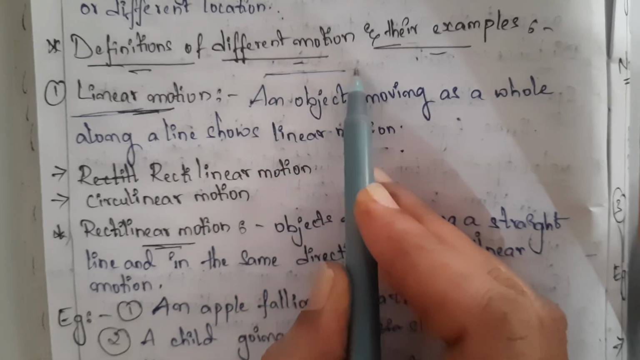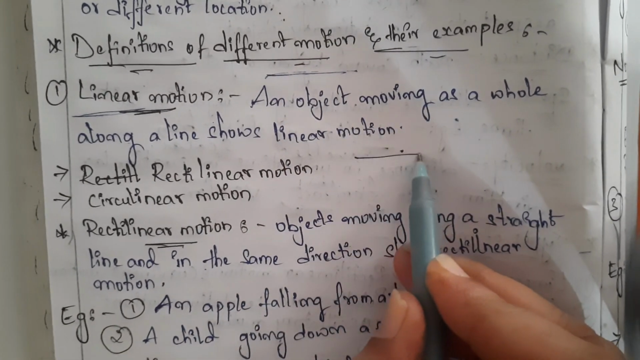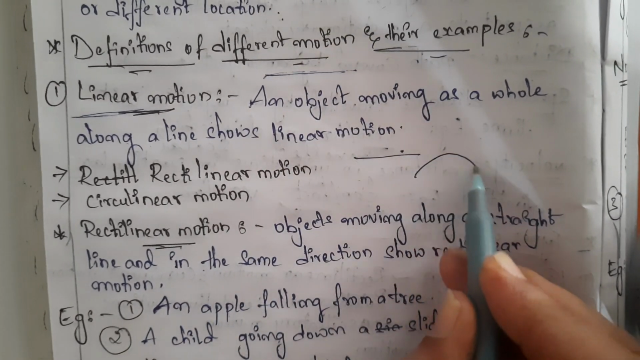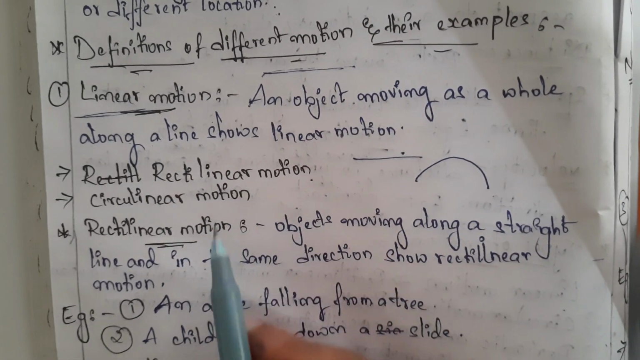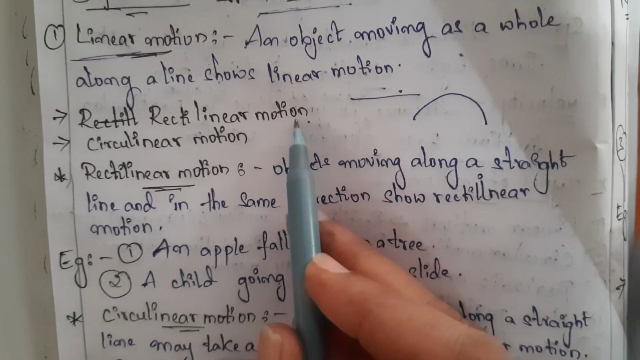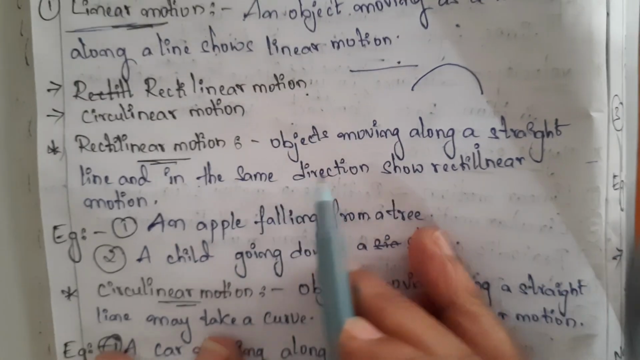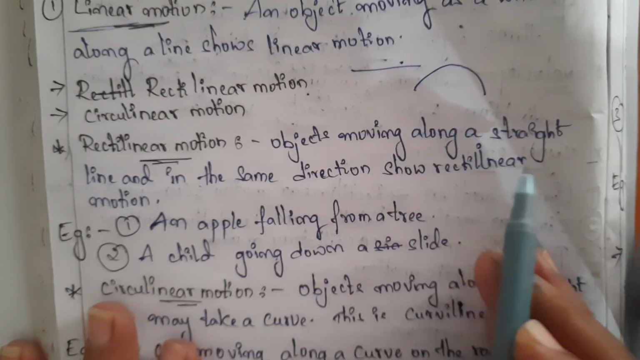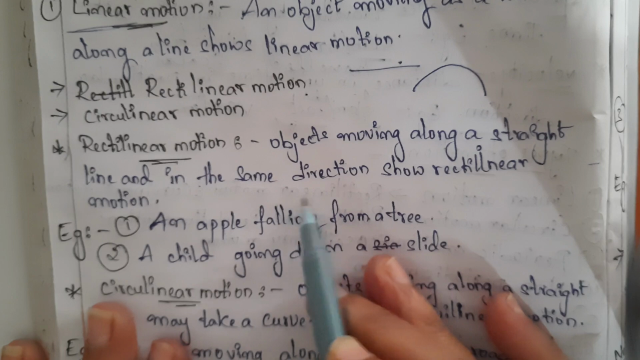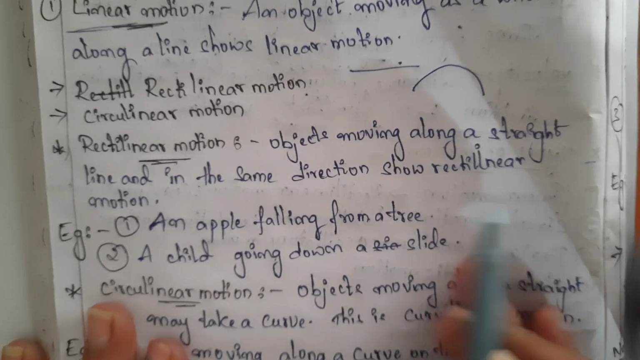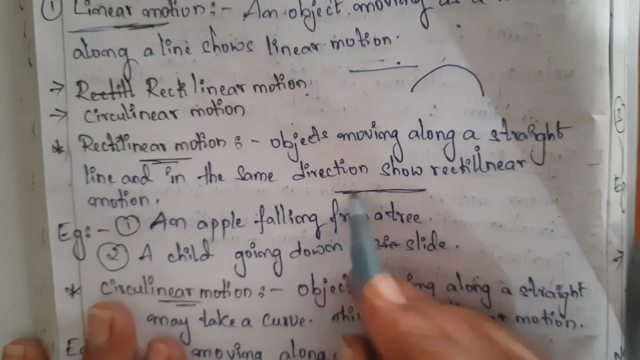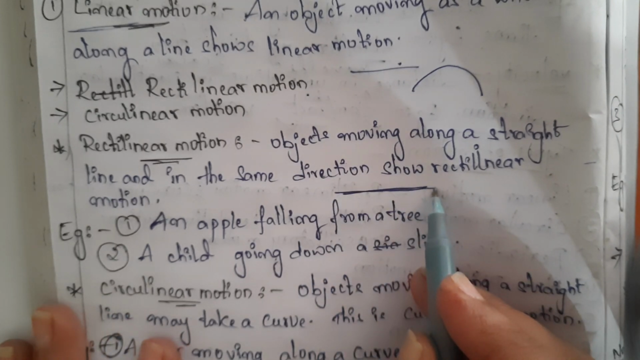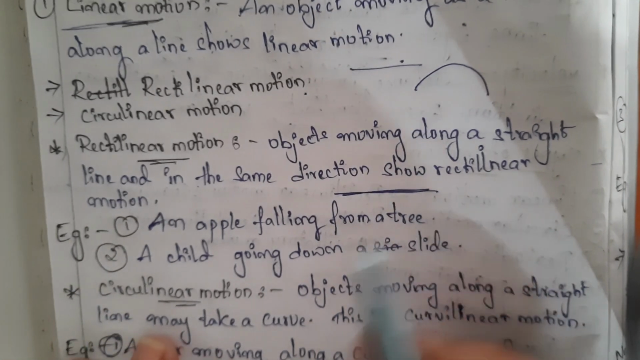Now the line can be of different types. It can be a straight line or it can be a curve. So here, what is rectilinear motion? Rectilinear motion is a type of linear motion where an object moving along a straight line and in the same direction shows rectilinear motion. So here the object is moving in a straight line. When the object moves in a straight line, it shows rectilinear motion.